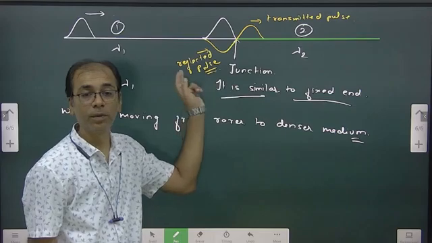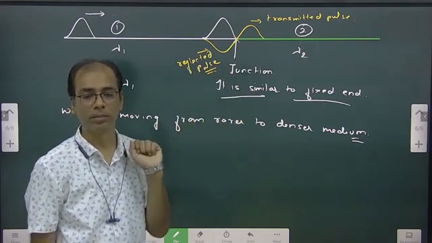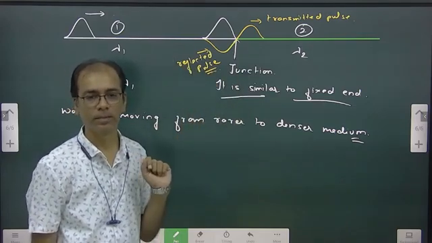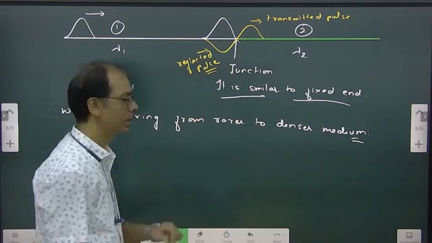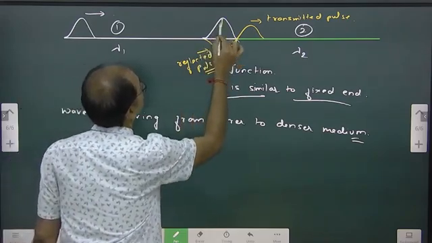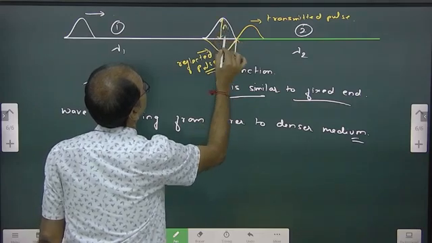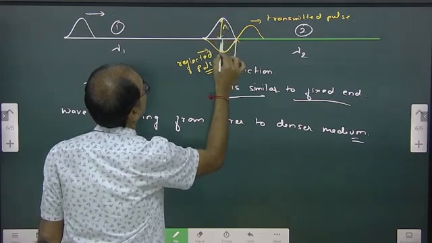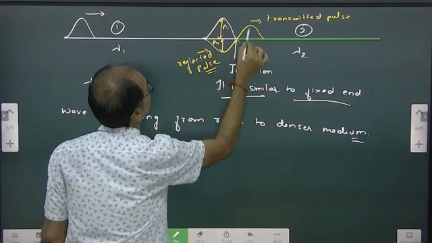When you are going from rarer to denser medium, this is the case. In this case, if this is AI, then this is AR and this is AT.